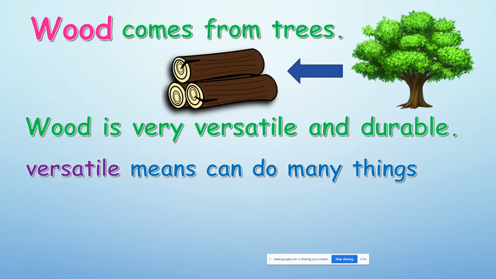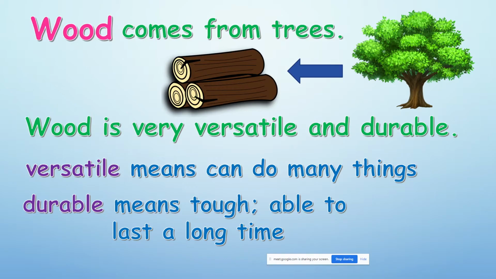For example, you can make a chair, make a shelf, a table, even a stick, a pencil. It means you can do many things out of it. When you say durable, durable means tough. When you say tough, strong. It can last for a long time. You cannot easily break it with your hands. You can use it for 5 years, 6 years, 10 years.